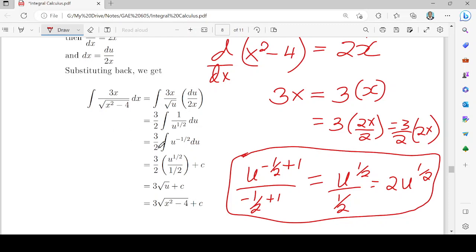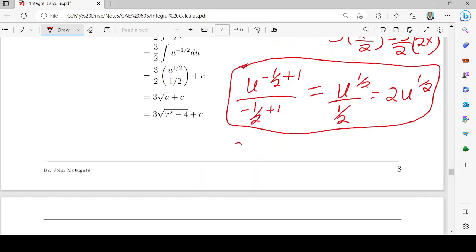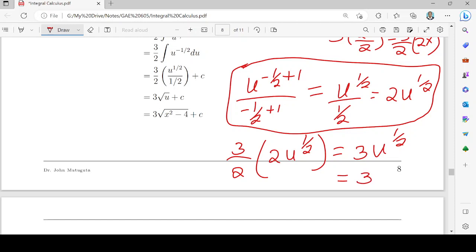Then we multiply by 3 over 2, which was our coefficient. So when we multiply this by 3 over 2, that is 3 over 2 times 2u raised to power half, then we get 3 times u raised to power half. But this can be expressed as 3 times the square root of u, because power half simply means we take the square root. And then finally, we substitute back, our u was x squared minus 4, and we get our solution.